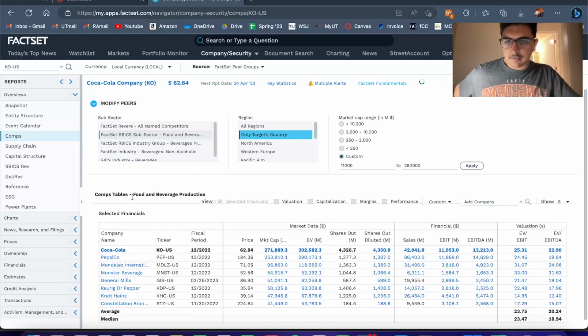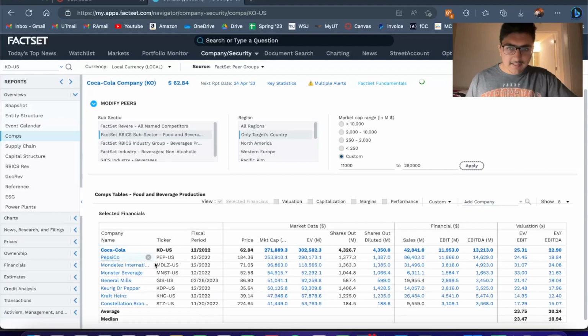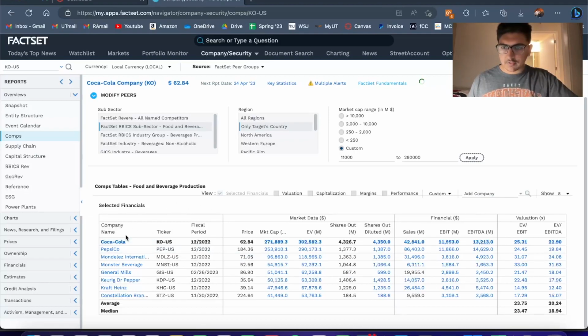So let's look at food and beverage production, that seems like a good industry, only in the target's country, the US, and market cap range, it does that automatically. And look at that, it just calculates comps for you. Now, selected financials. Let's look at what comps it spits out. So Coca-Cola itself, Pepsi makes sense, Mondelez International, and really you only need 5 to 6 comps.